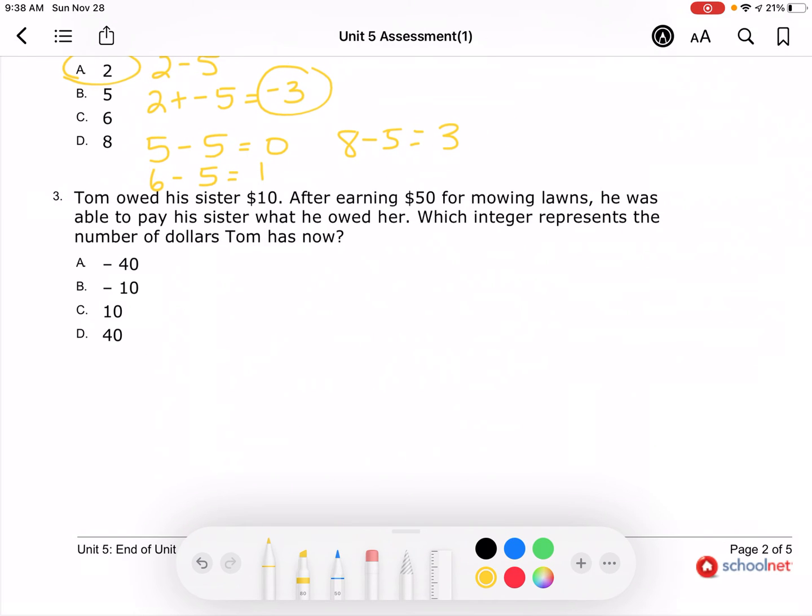Tom owed his sister $10. So if I owe somebody money, that's negative. After earning $50, so that's plus 50, he was able to pay his sister what he owed her. Which integer represents the number of dollars Tom has now? Well, a negative 10 plus a positive 50 leaves me with a positive 40.